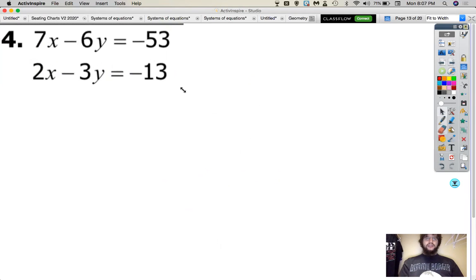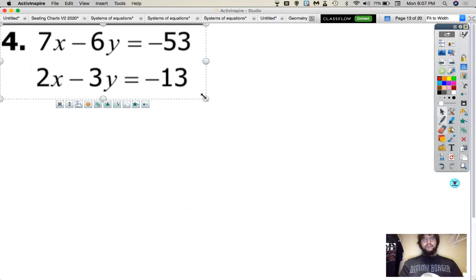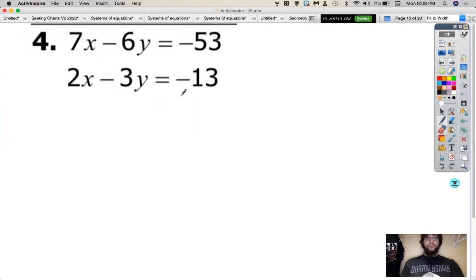I wanted this one because there's nothing nice and canceling easily, but let's think. A 7 and a 2. Can't make a 2 a 7. A 6 and a 3. I can make a 3 a 6. So again, I'm going to use this improper notation. I'm going to multiply my bottom equation by negative 2, because I want them to be opposite signs. This one is negative and I need this one to be positive. Since it's negative right now, I need to multiply by a negative. Since it's a 3 and I need a 6, multiplying by 2.